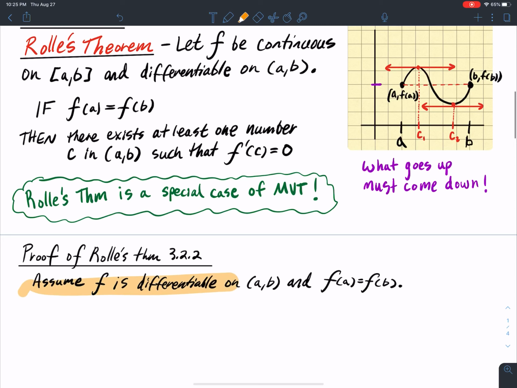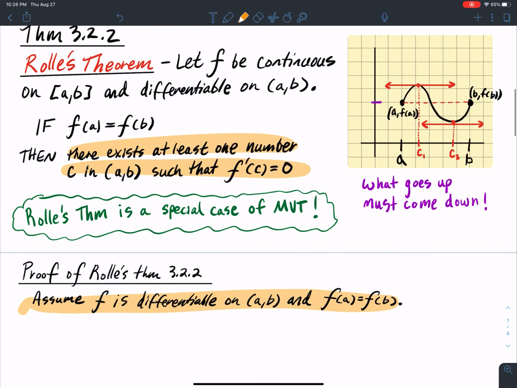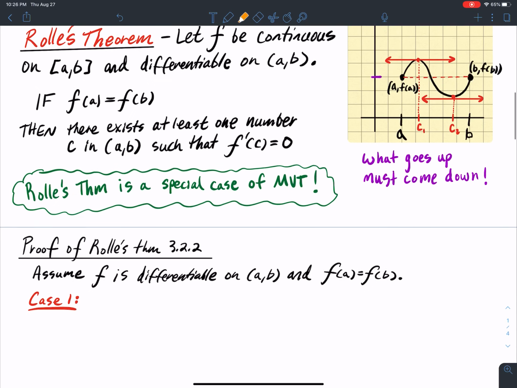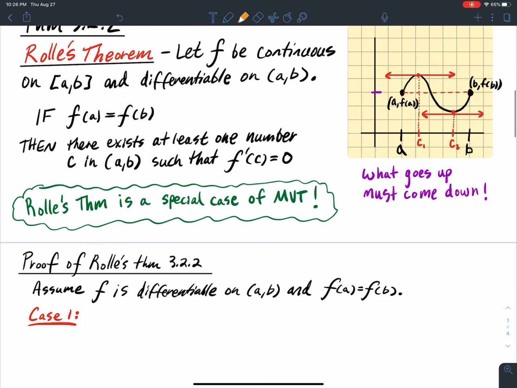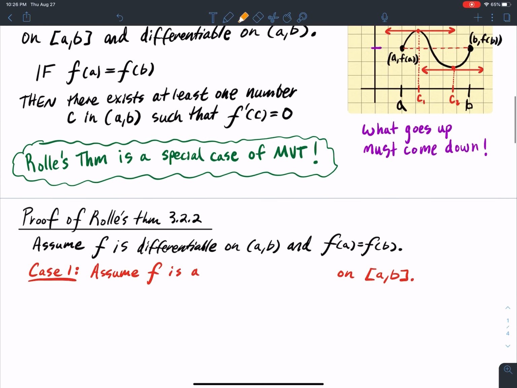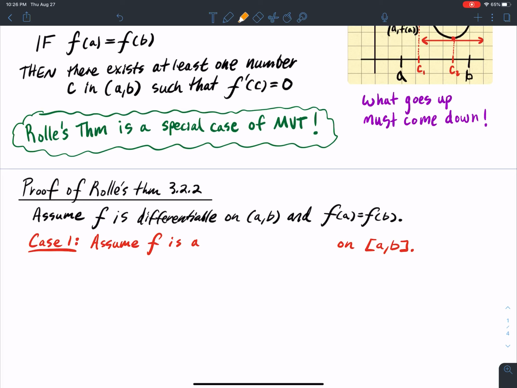Now, this is all I have to work with, and I need to prove somehow that there exists at least one number c between a and b such that the derivative is equal to 0. Okay, so let's do that. To do this, I need to break my functions up into two cases. Two cases, people. So the first case, assume that f is a constant function.